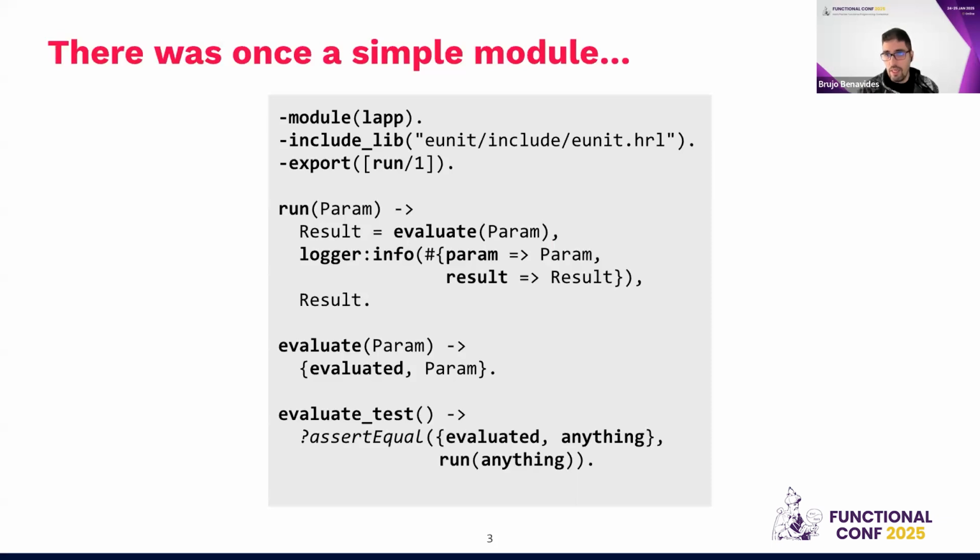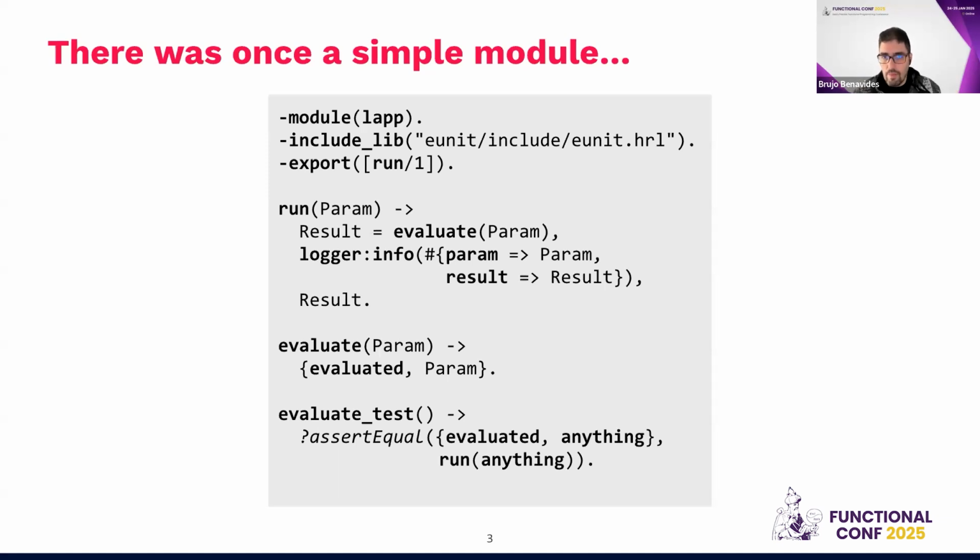All right, let's start with a quick example. What you see on the screen is a simple module, but let's pretend that it's part of a huge system with lots of dependencies and a very large history of changes, all right? The code here should be understandable even if you don't know Erlang. There are three functions. From the bottom up, evaluate test is a test function that verifies that run, the other function, actually executes the evaluate function.